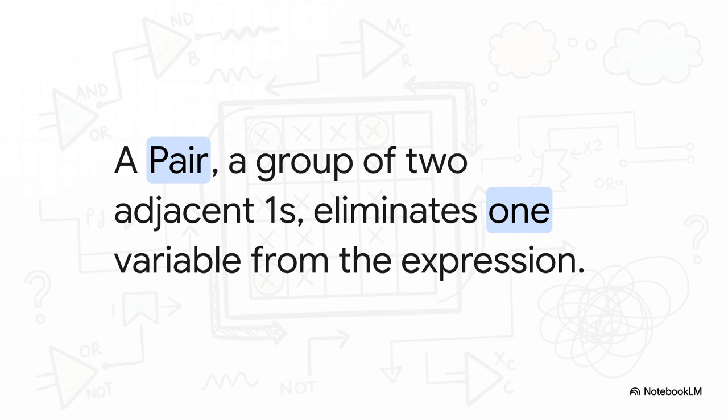Now remember that gray code we talked about? This is where it pays off. Because of that special ordering, those two neighbors will only differ by one single input variable. One will have a 0, the other a 1. By grouping them together, we're basically saying, hey, that variable doesn't matter. And poof, just like that, one variable gets eliminated from our equation.